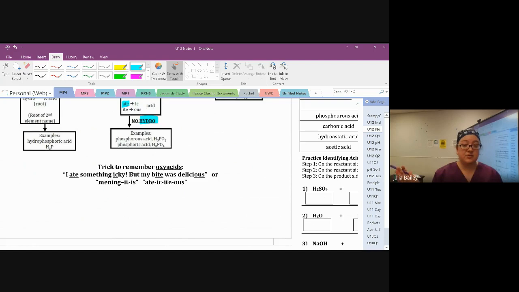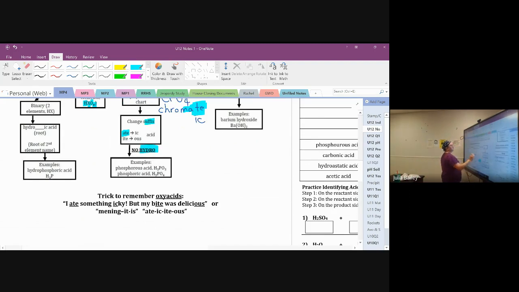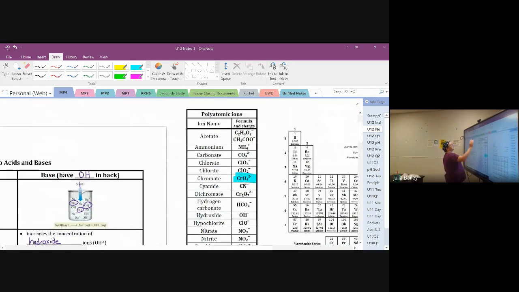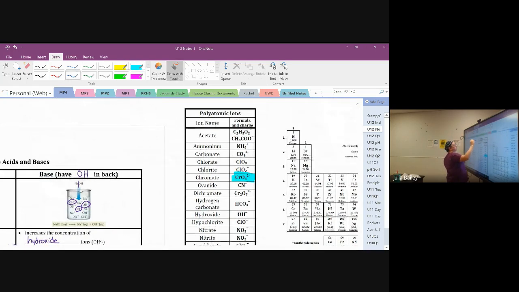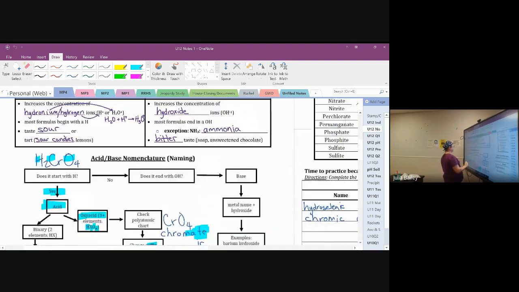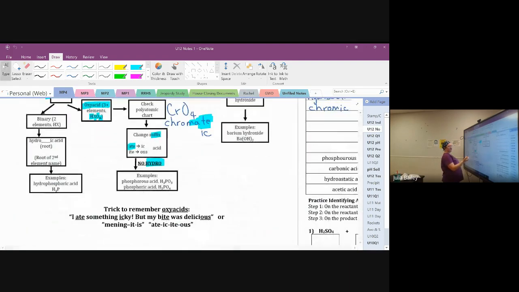You're only going to use hydro as a prefix if you're doing a binary acid where it's only H and one other element. If you ever are using the polyatomic ion chart to name an acid, you should never, ever be using hydro with anything that's on this chart. Hydro only goes when you're just using hydrogen and one other element. And the hydro is for hydrogen, not for water.